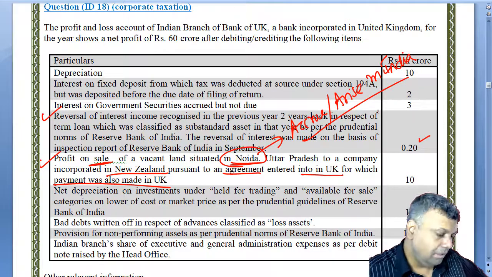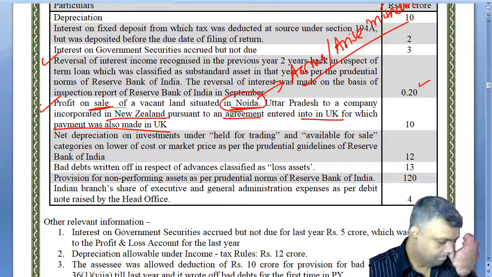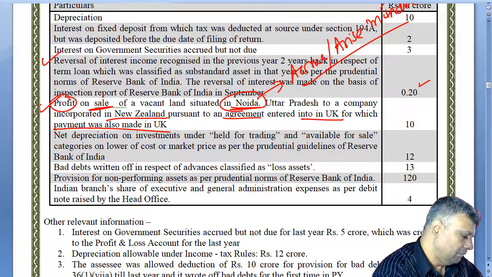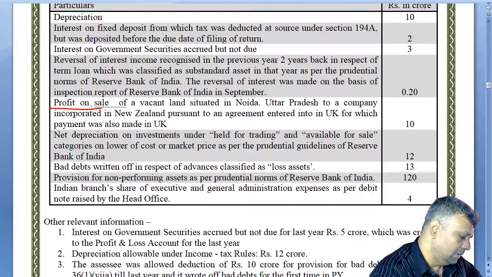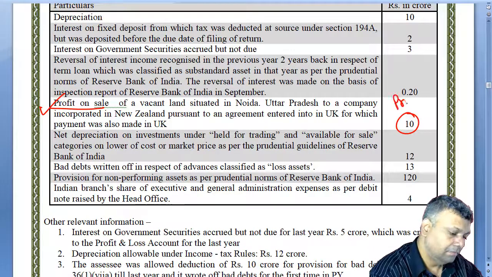Now for this particular land, we have got some extra inputs also. Let me just check that point. See, this is profit on sale of. So we got to be more attentive now. This is a profit on sale of. So this figure is a profit figure.